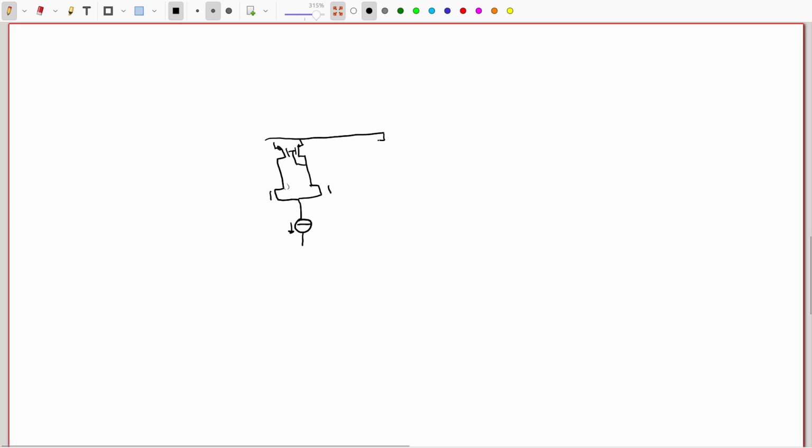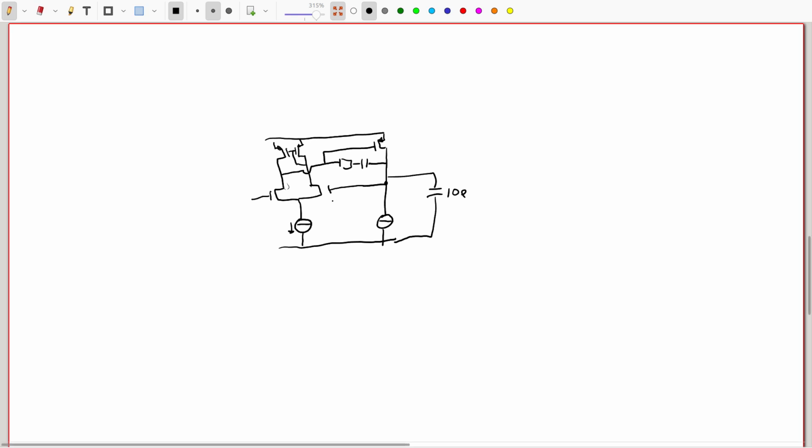And our common source amplifier looks like this. The load is here. So we have 10 picofarads, and then we have this compensation circuit located here, and this is connected here. So we have our amplifier here, and then the input is here.